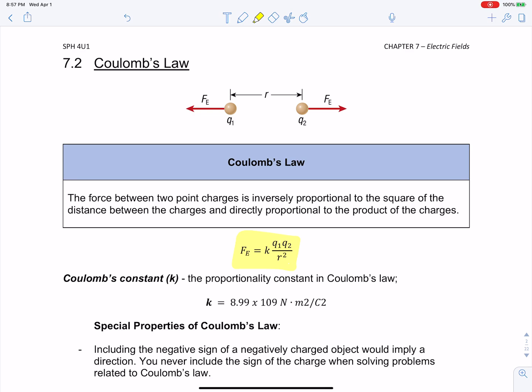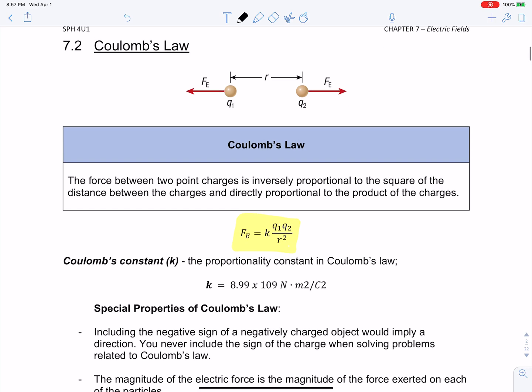Now you might note that the structure of Coulomb's law is similar to the equation for Newtonian gravitation, which is Gm1m2 over r squared. This is not just coincidence. There are many similarities between the electric force and gravitational force. We've studied this before in grade 11. We've compared these two forces, and we'll continually talk about how these two are similar throughout this unit.